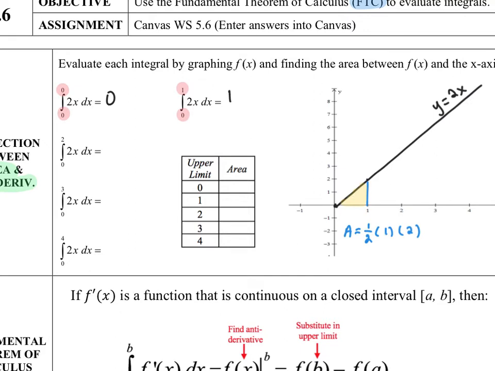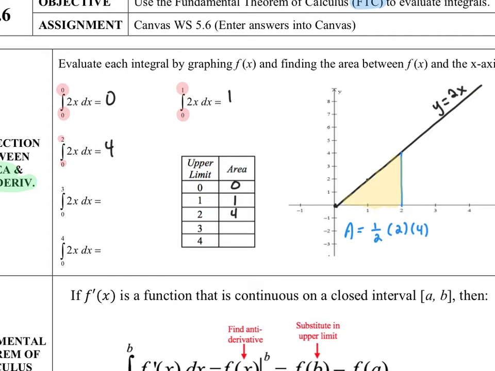Also, I'm going to keep track of these areas in this table, and we're going to look at this after we're done finding all of these integrals. In the next one, my limits are now going from 0 to 2, so I'm going to expand my area to go all the way out to 2. Now my area is 1/2 times a base of 2 and a height of 4, which gives me an area of 4, so the value of that integral is also 4.